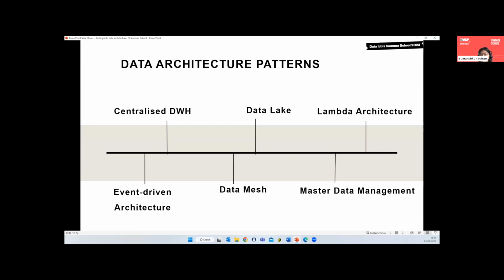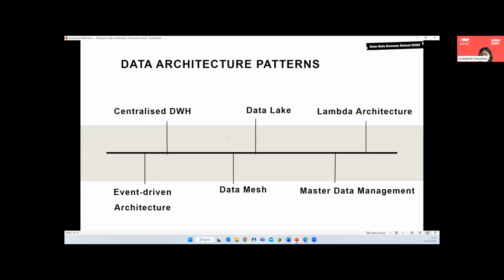And the next one is master data management, which does exactly the opposite of what data mesh proposes. It focuses on a single source of truth, creating and maintaining just one piece of master data, which an organization should refer to in order to ensure consistency, integrity, and accuracy across systems and applications. So these are the widely used 6 data architecture patterns.